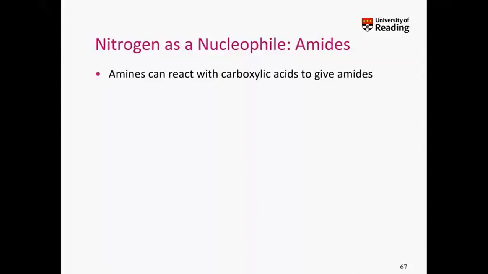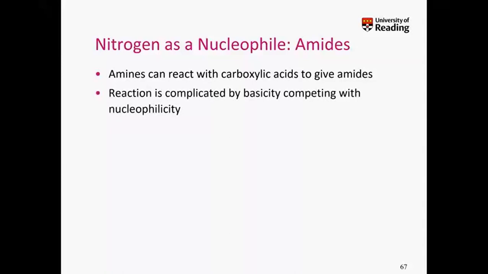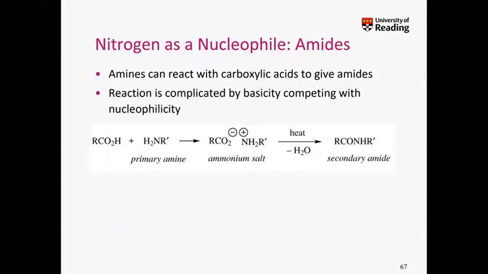If we react amines with carboxylic acids, we can try to get amides. But these reactions are complicated by the fact that the amine itself is basic, and so it's competing with it acting as a nucleophile. If you put these two things together, you've got a carboxylic acid and an amine which acts as a base. What's likely to happen is these form some kind of ammonium salt, and then you have to put in a huge amount of heat and remove water from the reaction mixture to finally get your amide. So it's a really quite complicated way of trying to make an amide.